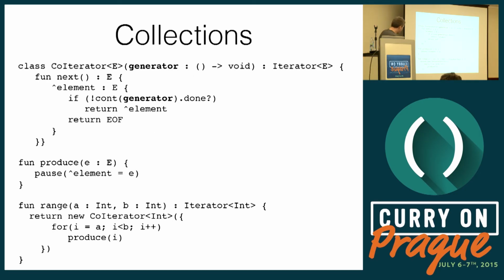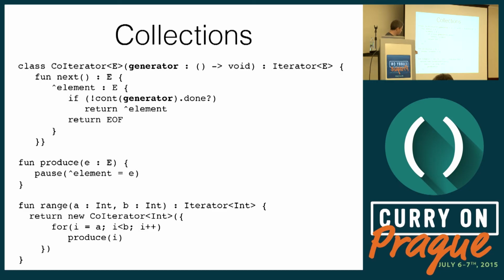Okay, another example, generators. I think Python has them. With a generator, you have a function that calls a yield or produces a value, and every time it's called, it's like it lazily adds another element to a collection. So we'll implement an iterator with a specific implementation that we call co-iterator, and the iterator's next method is going to introduce the element scope, and it's going to take the generator function, turn it into a continuation, and as long as it's not done, it returns the current value of the scope variable. And we have the produce function that pauses and sets the element to the given element here.